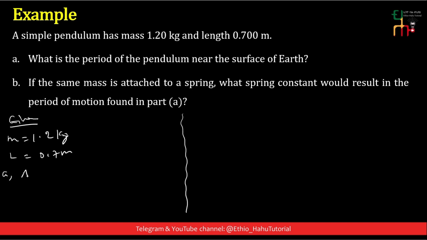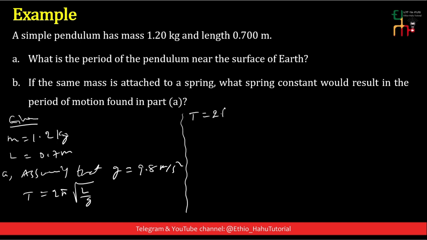A, what is the period of the pendulum near the surface of the earth? Assuming that g is equal to 9.8 meter per second square, period is equal to 2 pi the square root of L over g, and period is equal to 2 times pi, which is 3.14, times the square root of L, which is 0.7 meter, divided by g, which is 9.8 meter per second square. This is equal to 1.68 seconds.